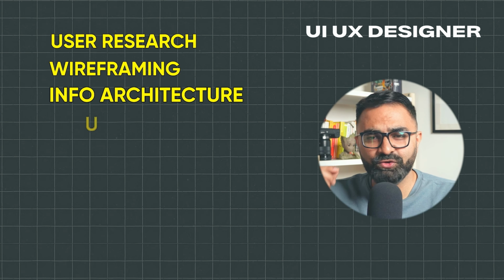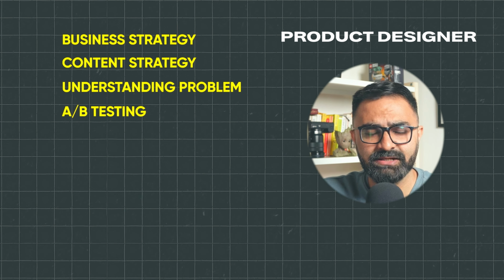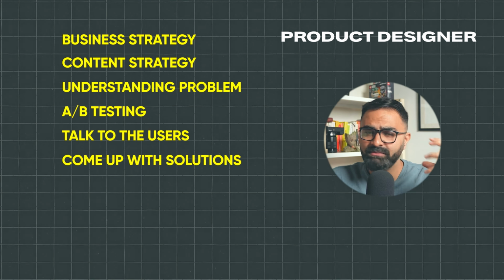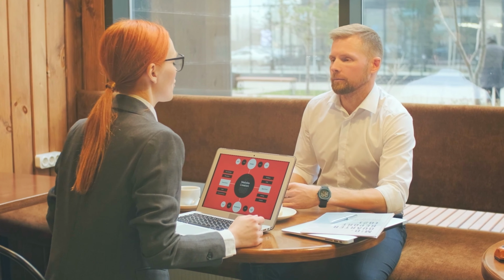But on the other hand, a product designer will get into the business strategy, the content strategy, understand the problem, do the A/B testing, talk to the users, come up with solutions, explain the product nicely to the stakeholders, set up conference calls, talk to the developers in fixing the problems, and they also have a vision to solve a business problem in totality. So if you see, both of them have a little different approach when it comes to product design and a UI and UX design, but in totality there are 80 to 90% similarities in the things and the responsibilities and the role that they do.